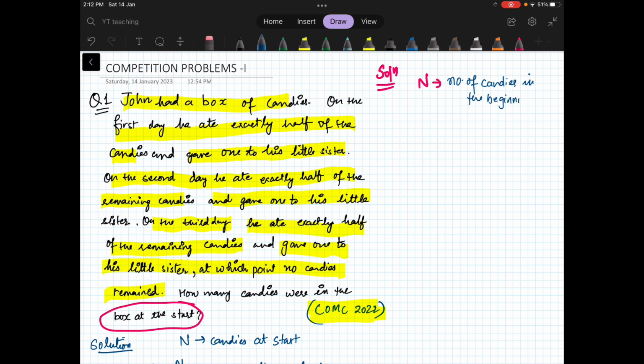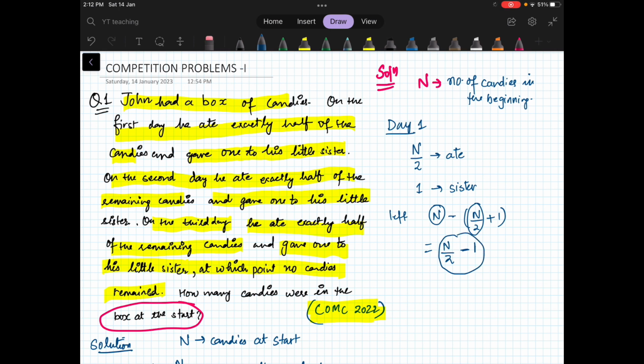So what happens on day 1? On day 1, he ate half of the candies and he gave one to his sister. So how many candies are left? He had total n. He had eaten half of them and then he gave one to his sister. So he is left with, if you subtract n by 2 from n, you'll get n by 2, and then you have a negative 1. So on day 1, this is the number of candies he is having.